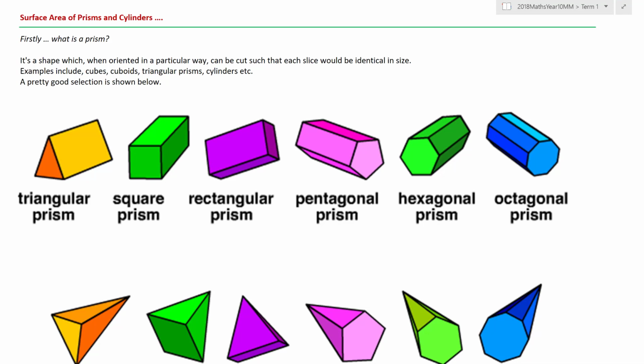Now actually the part 1 video was just a recap of measurement. This is very much a surface area of prisms and cylinders. This is the work that is in the Essentials textbook in chapter 6, exercise D. So firstly, what is a prism?